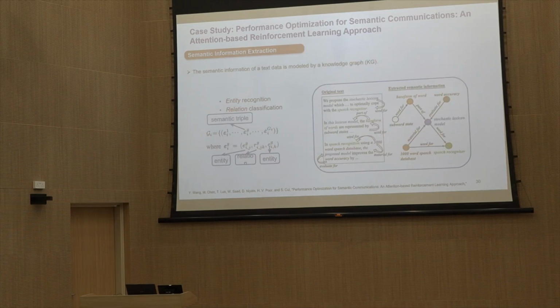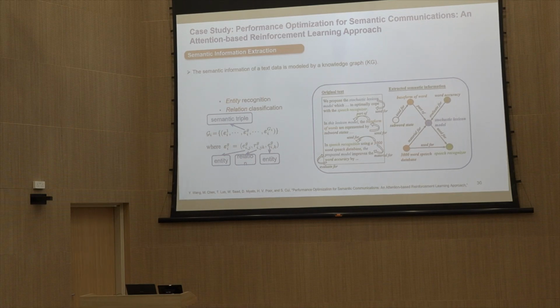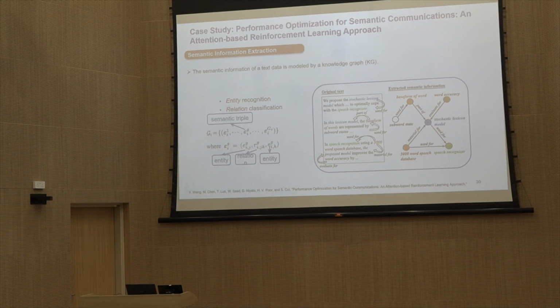The semantic information of text data is modeled by a knowledge graph. Here we have the entity and relation. The entity provides the recognition of the words and the relation provides the classification among the words. So we have the entity, and the relation relates to the entity. So we have the original text, and we are able to use the semantic extraction algorithm to construct the knowledge graph.